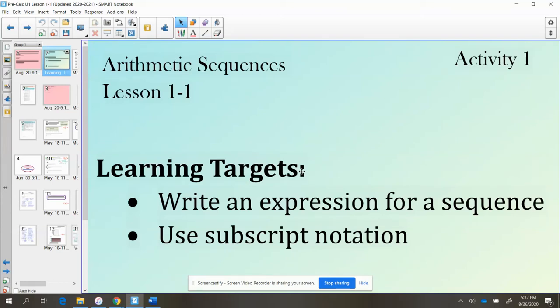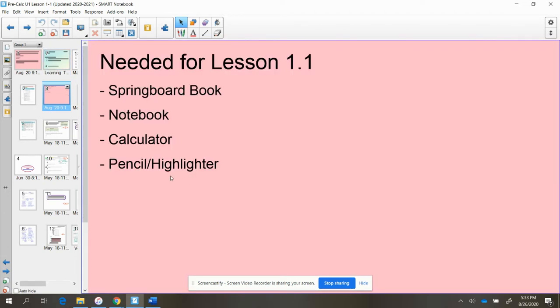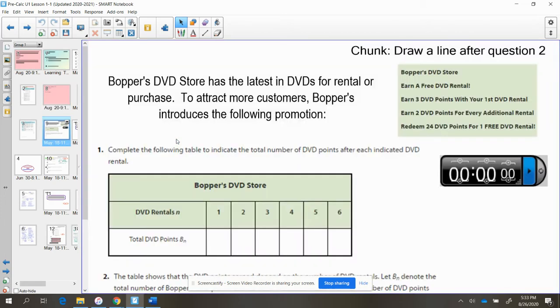Hi everyone, welcome to the first lesson of Activity 1, Lesson 1-1. And today we are focusing on writing expressions for a sequence and using subscript notation. So make sure you have for this lesson your Springboard book, a notebook, which we'll talk about a little bit later to keep extra notes or extra paper, your calculator, and a pencil/highlighter.